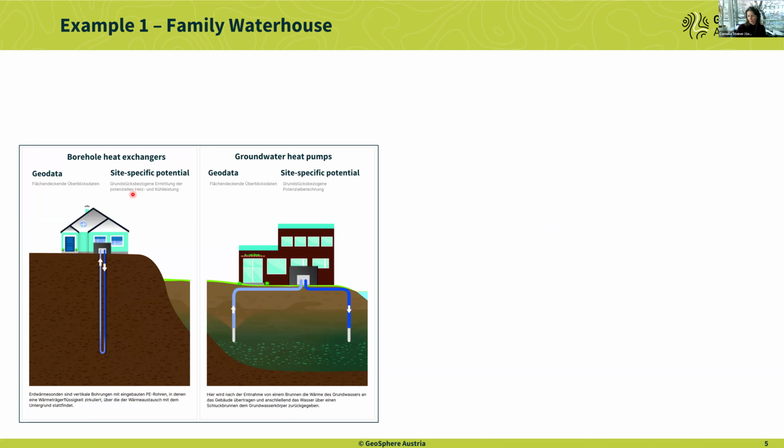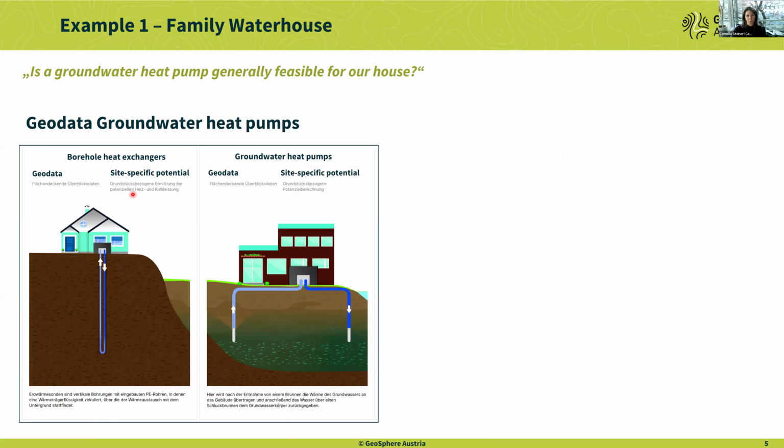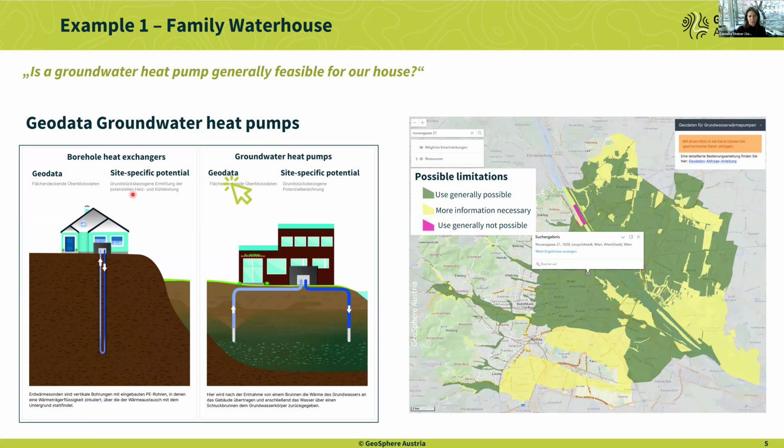Example one is a virtual family called Waterhouse, and they want to know if a groundwater heat pump is generally feasible for their house. So they go to the geodata part for the groundwater heat pumps, and the first thing that comes up is our so-called traffic light map. It shows possible limitations for the groundwater heat pumps in three categories.